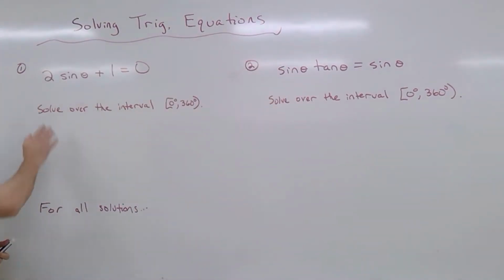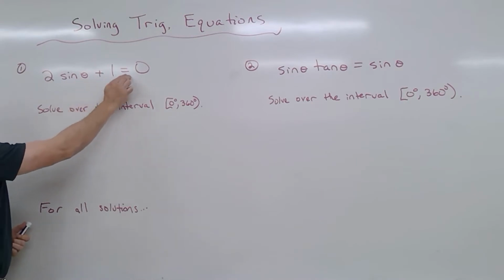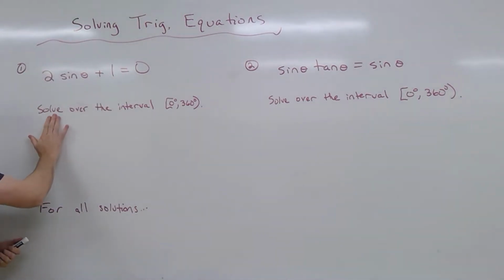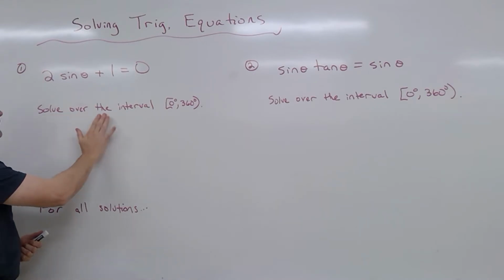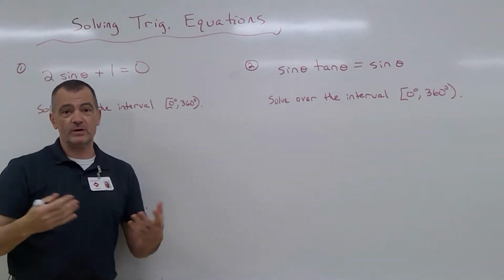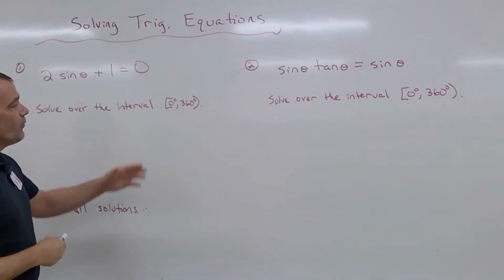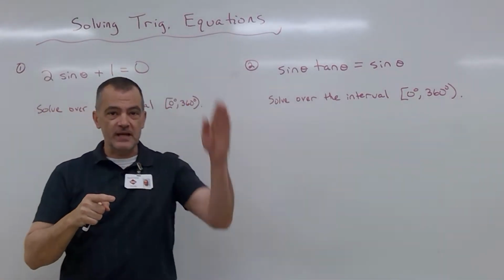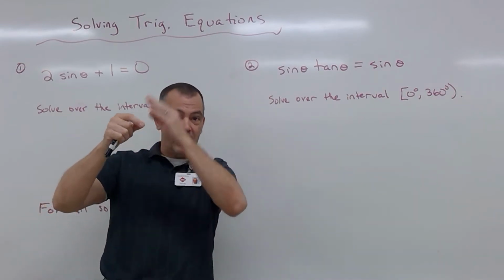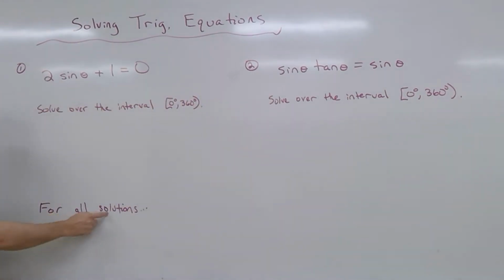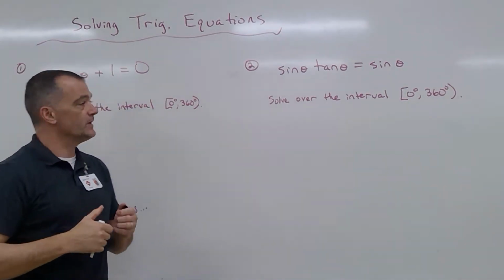So what I have is 2 times the sine of theta plus 1 equals 0. I'm going to solve that equation. Sometimes you'll see a textbook say solve over the interval maybe 0 to 360 degrees or maybe 0 to 2 pi radians. What they're doing is they're not getting those extra rotational values, those extra solutions. But then you might see something say for all solutions. So I'm going to discuss this as we go along.